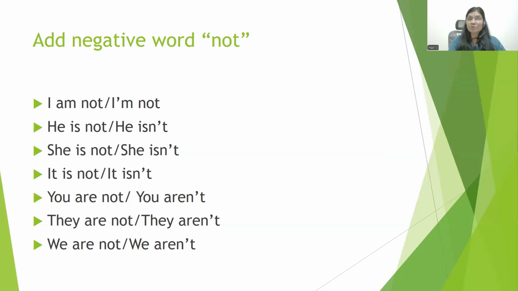We also use not in our negative sentences, and you should learn how to use not. So, I am not a teacher. But if you use a contraction, you have to say, I'm not a teacher. Similarly, to produce a negative sentence with he: he is not a player. He isn't a player. She is not, she isn't. It is not, it isn't. You are not, you aren't. They are not, they aren't. We are not, we aren't.